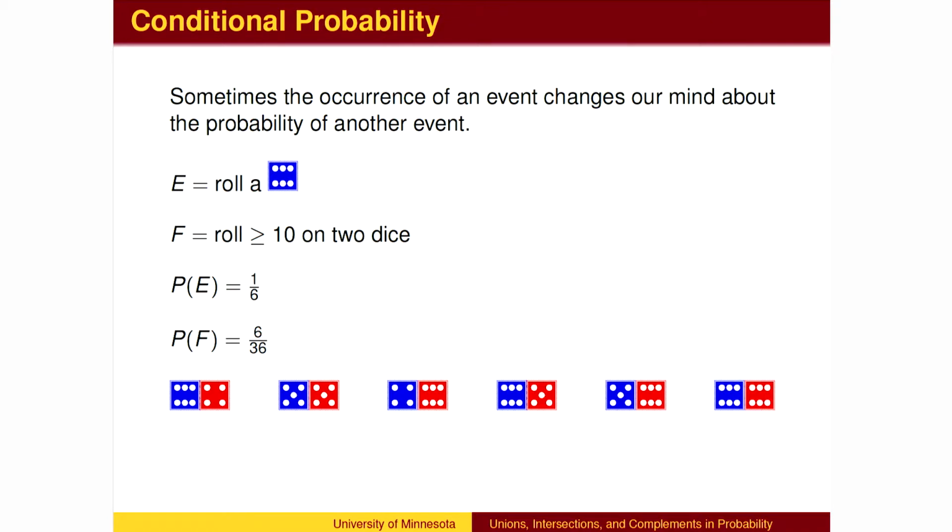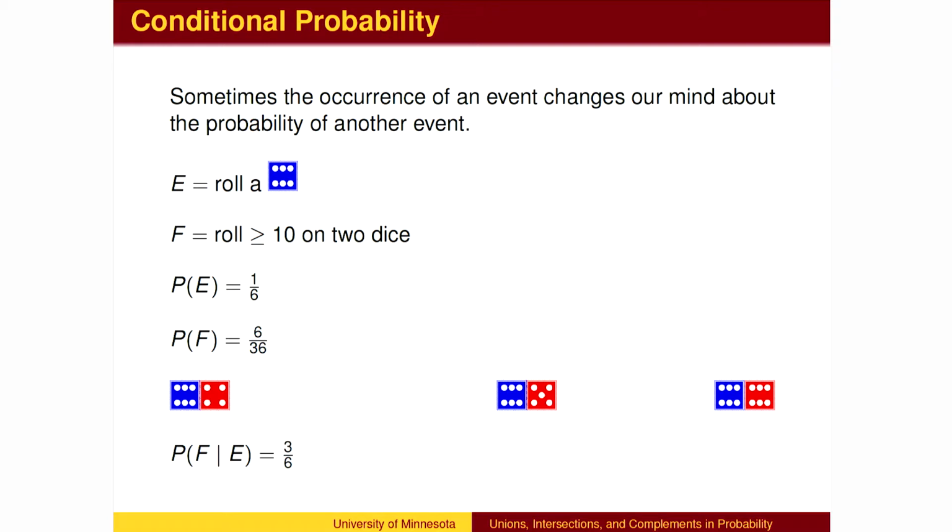When we learn of the outcome of one of the 2 dice, the blue die, we change our estimate of the likelihood. Now that we know that the blue die landed 6, the probability of the event F has increased. We call this conditional probability. What is the probability of F conditioned on the fact that event E happened?